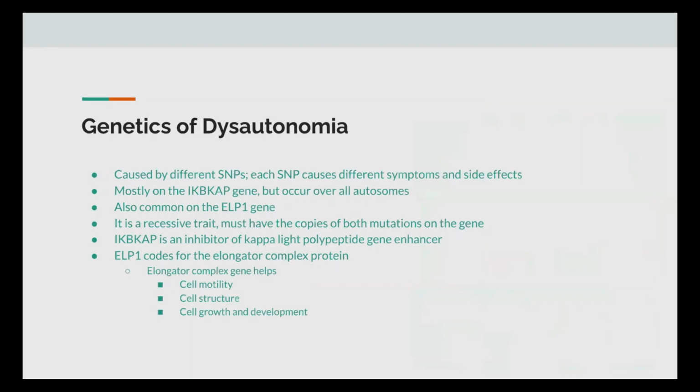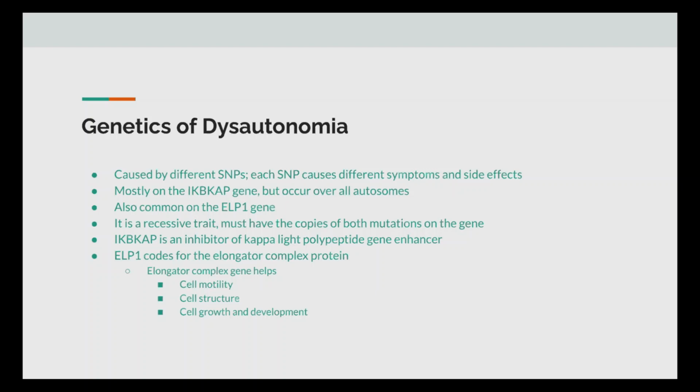So, the genetics of dysautonomia: it's caused by different SNPs all over your genome, but most on chromosome 9. Each SNP causes different symptoms and side effects. The SNPs are mostly on the IKBKAP gene, but they occur over all autosomes. So essentially, it is not a sex-linked disorder. It is also common on the ELP1 gene, and both of those genes are on chromosome 9. Dysautonomia is a recessive trait. You must have both copies of the mutations on the gene to have the disease.